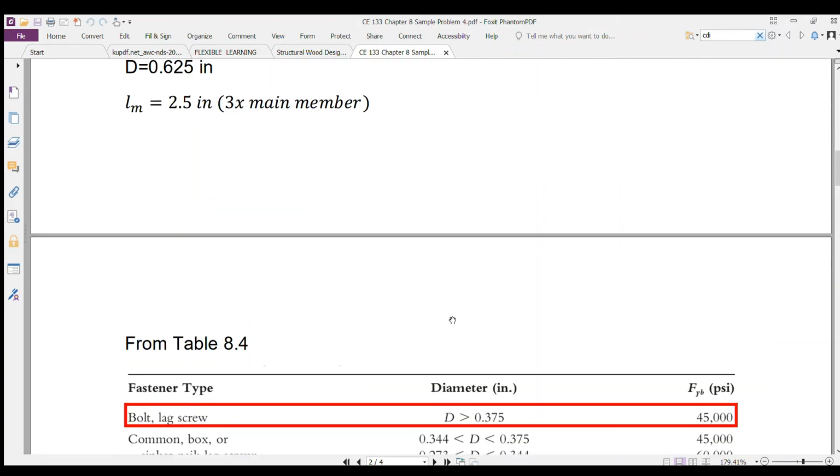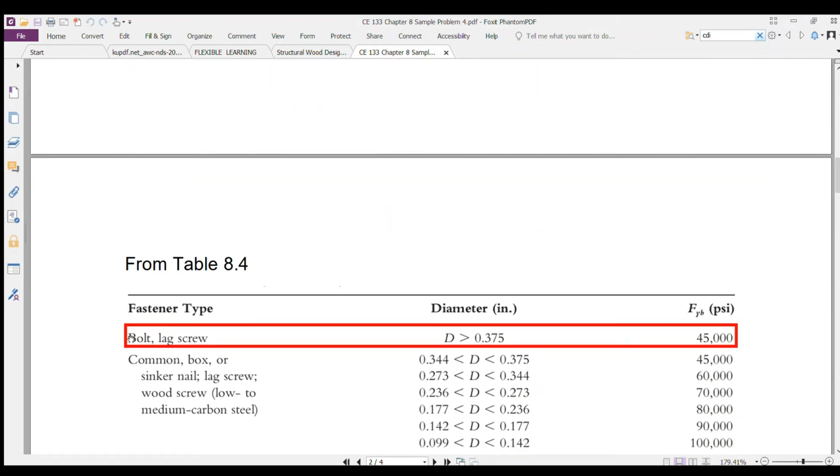So from table 8.4, we have here a bolt based on the given figure, and we have a value of D greater than 0.375 since our diameter is 5/8. So we have a fastener yield strength of 45,000 psi.